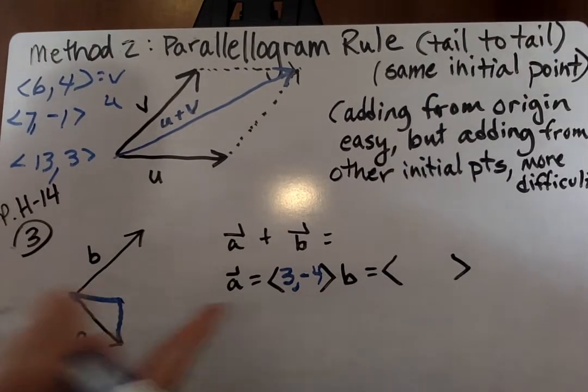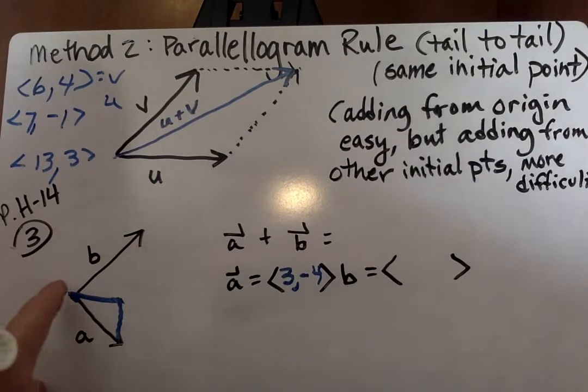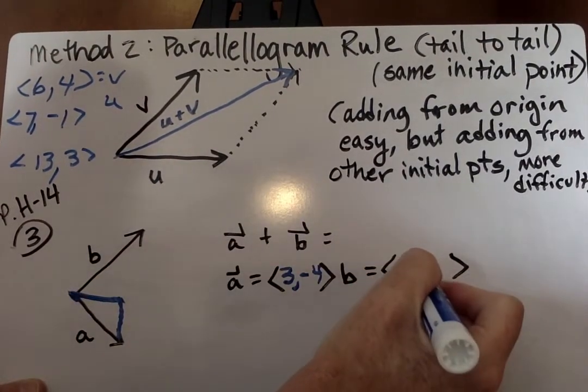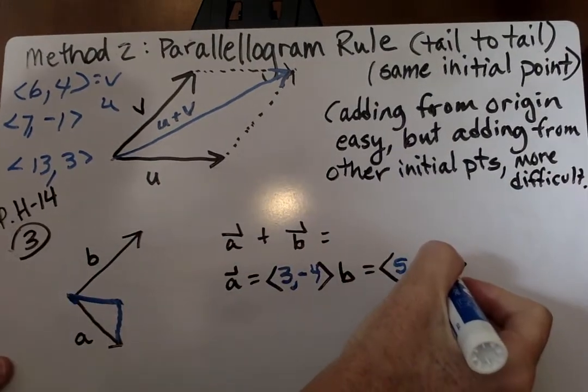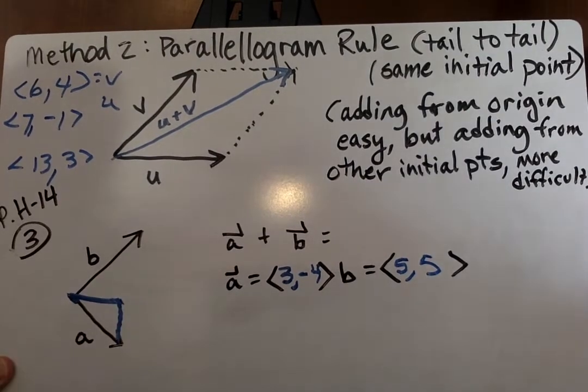So our B is going to be over here, we go right 5. Let's see. And up 5. Okay, so if we can get our component form right, it makes this much, much easier.